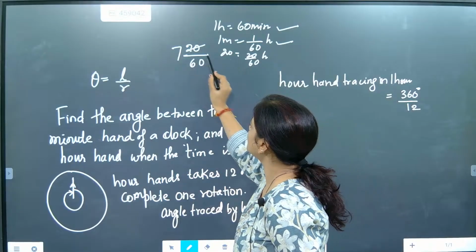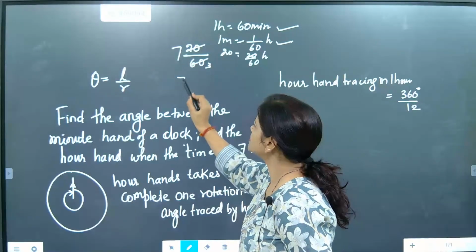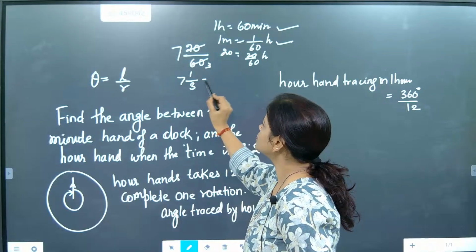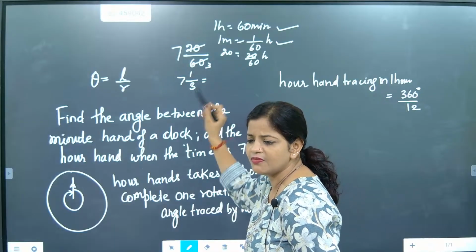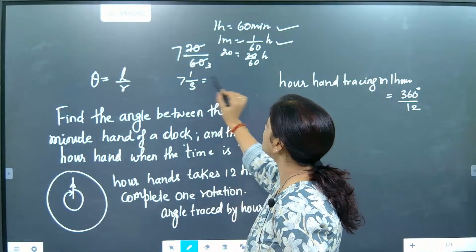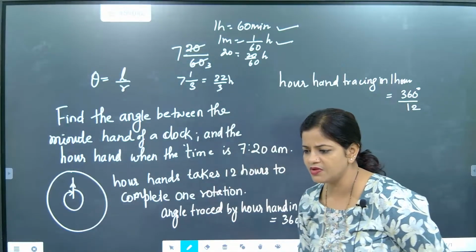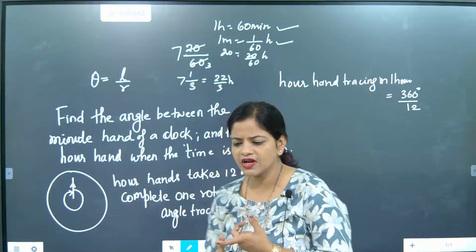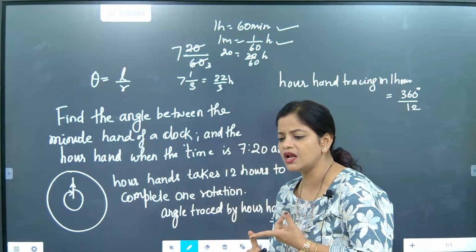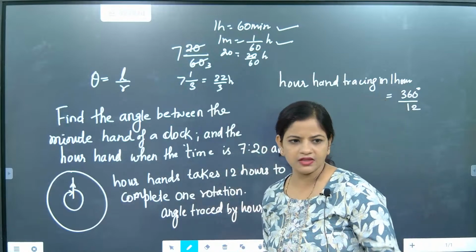So this and this will convert into 3. So it is coming 7 1 by 3 hours. Now it is total hours. 7 1 by 3 hours, so it will become 22 by 3 hours. Now 7 hours 20 minutes in total will become 22 by 3 hours. Correct, beta?